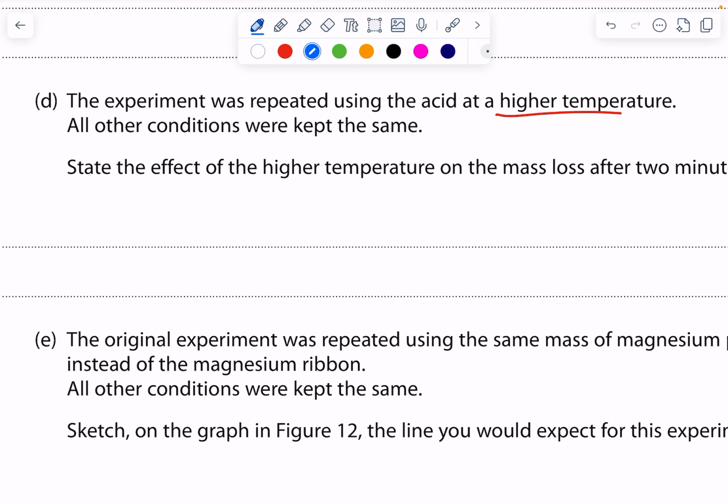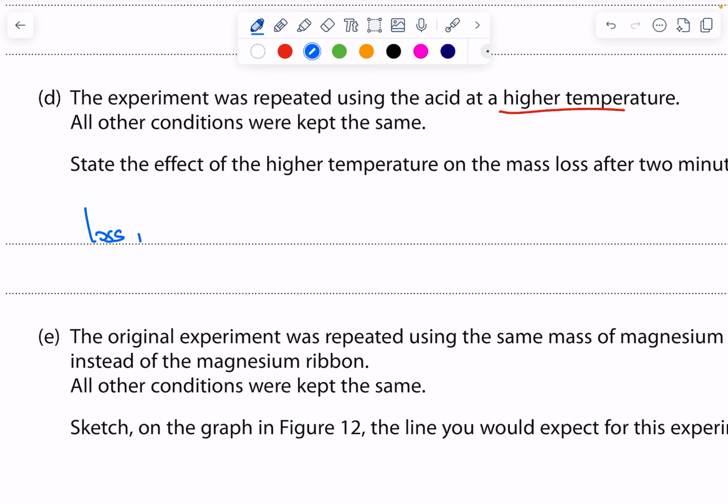If we have a higher temperature, then the reaction will happen faster, so the loss in mass will be greater. So the loss in mass will be greater.